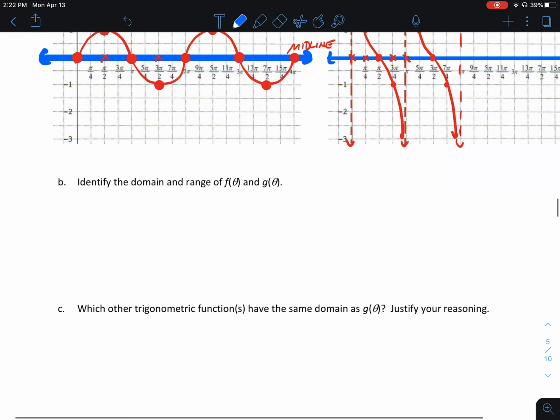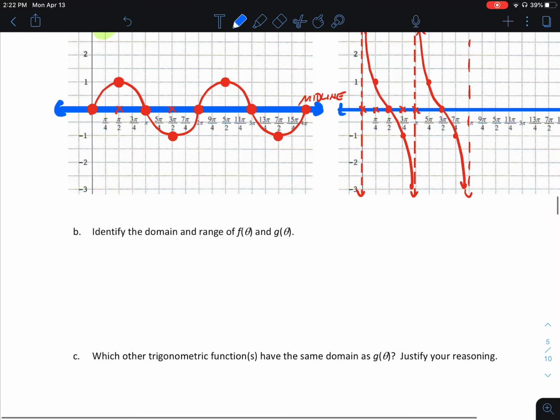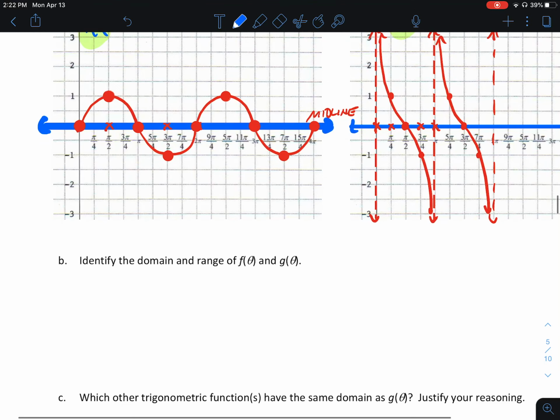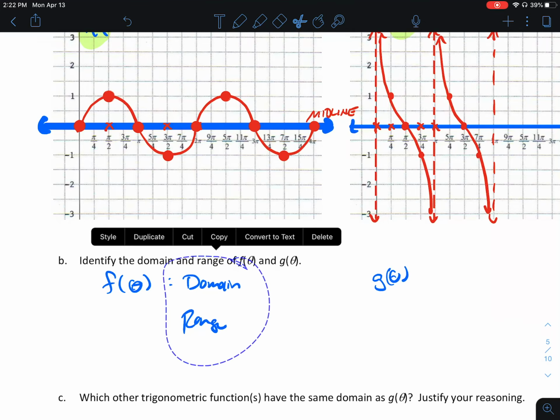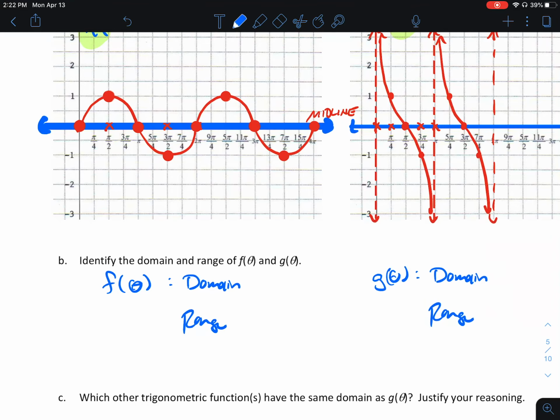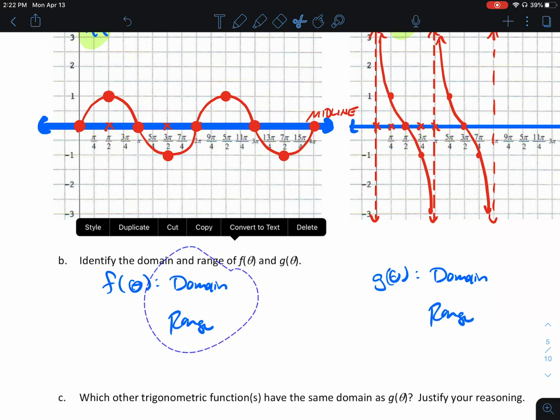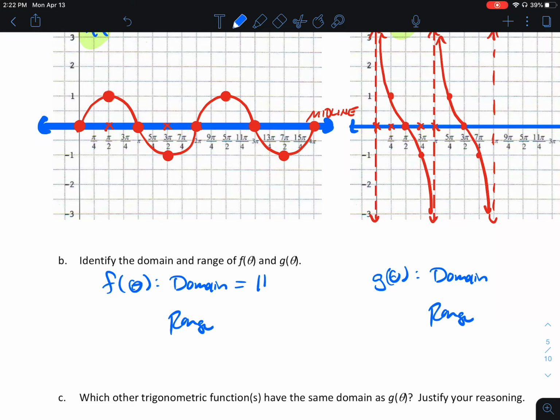B, identify the domain and range of these functions. Well, you can either do this from memory, or you can do it from looking at the picture. F of theta, I want to find its domain and range. And G of theta, we want to do the same. For F of theta, the domain's all real numbers, and the range goes down to -1 and up to 1 inclusive.